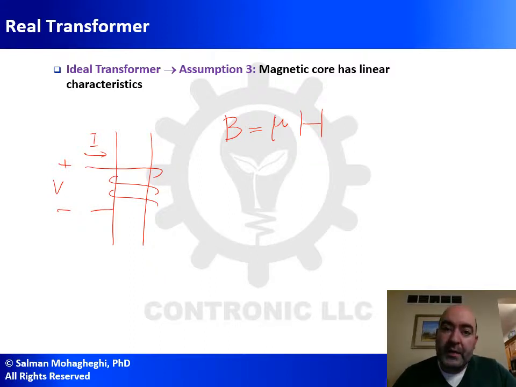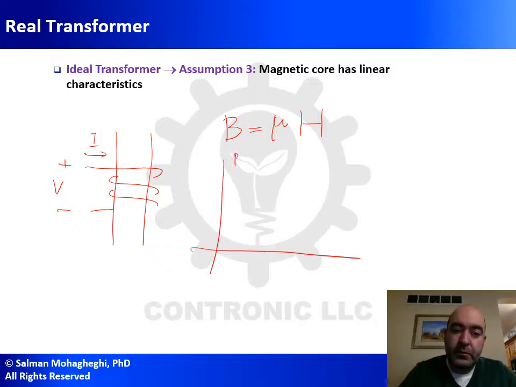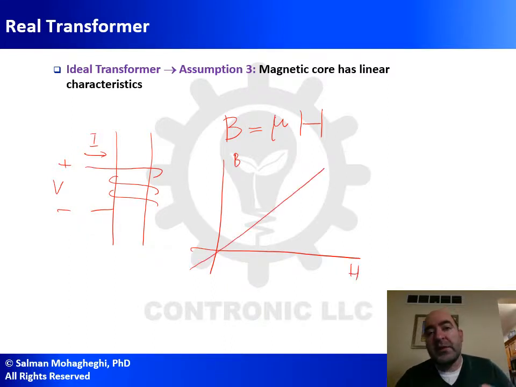When we say the core has a linear characteristic, that means the relationship between B and H is linear. That means the more H you apply to the magnetic core, the more B you're going to get. More magnetic field intensity will give you more magnetic flux density. Some people, instead of a BH curve, use a phi I curve. So instead of B, they use phi, which is the flux, and instead of H, they use I, the current. Of course, these are related to one another, so it doesn't really change the concept.